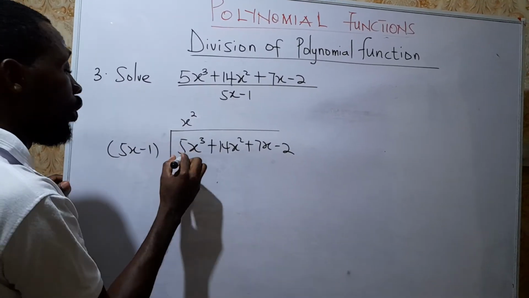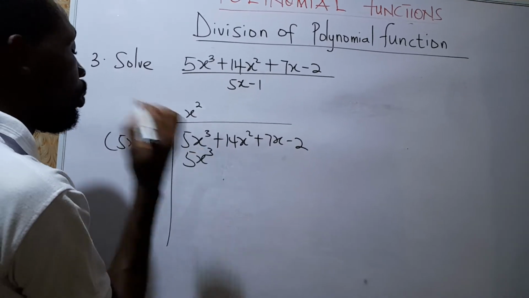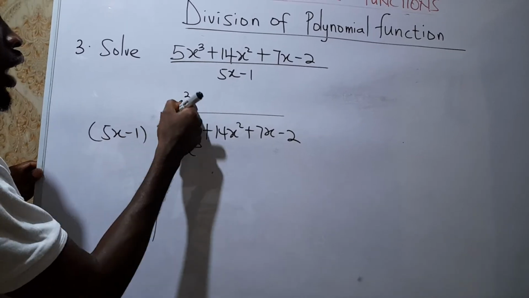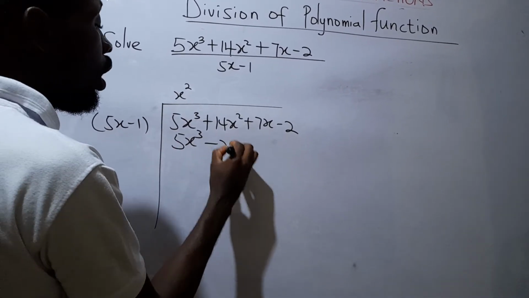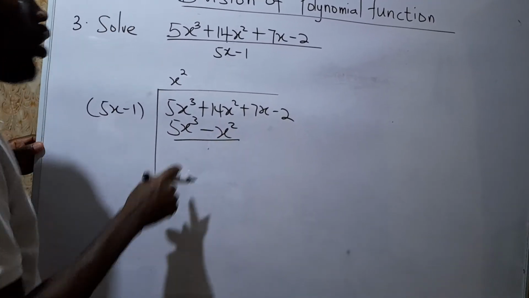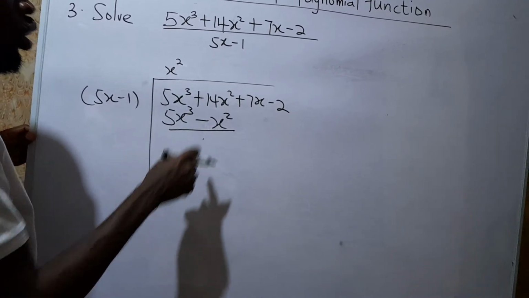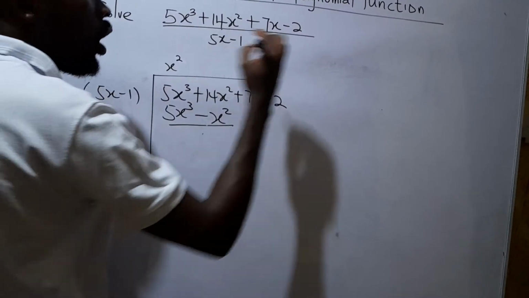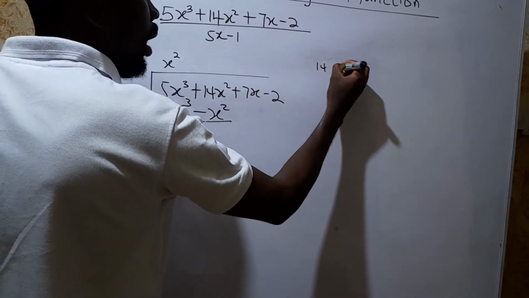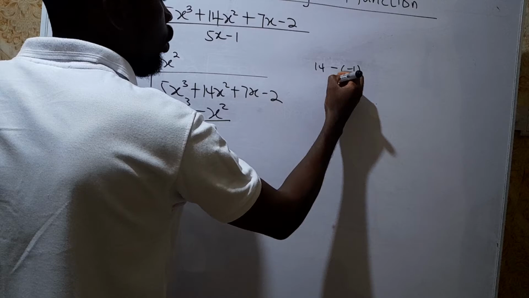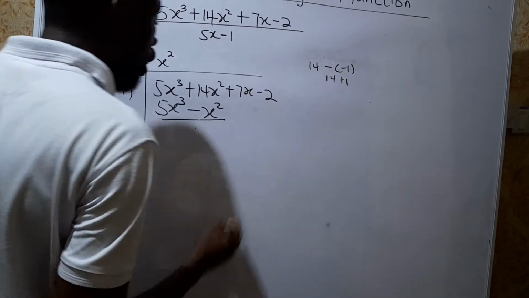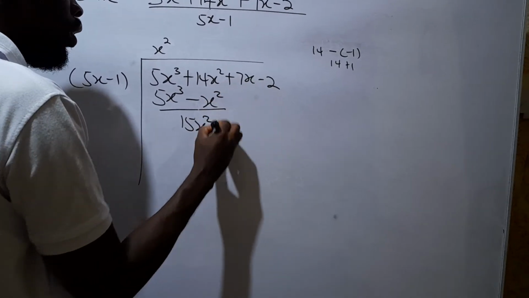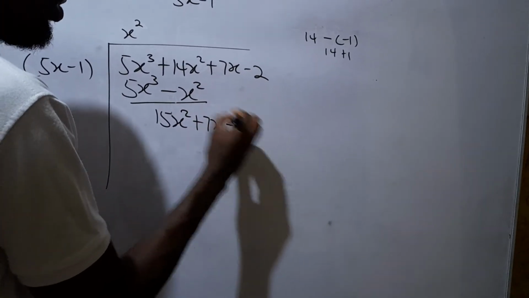So this times this will give us 5x cubed. And the negative 1 will also multiply. Negative 1 times x squared will be minus x squared. So when we subtract this from this, we'll get 0. After that, when we subtract this from this, remember the coefficient here is 14 minus negative 1. That will be 14 plus 1, and that will be 15. So we'll get 15x squared. And we'll bring down the rest, 7x, then minus 2.